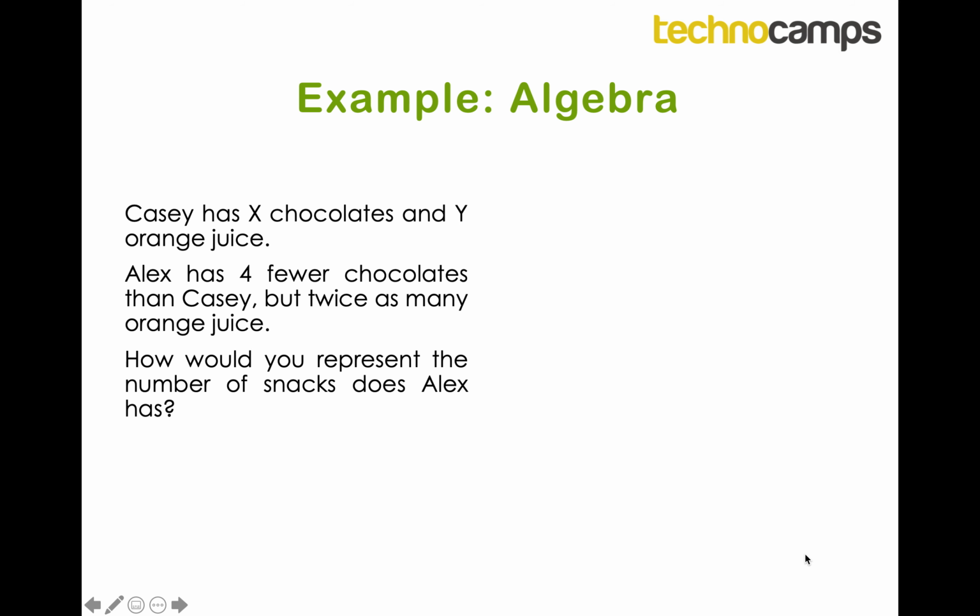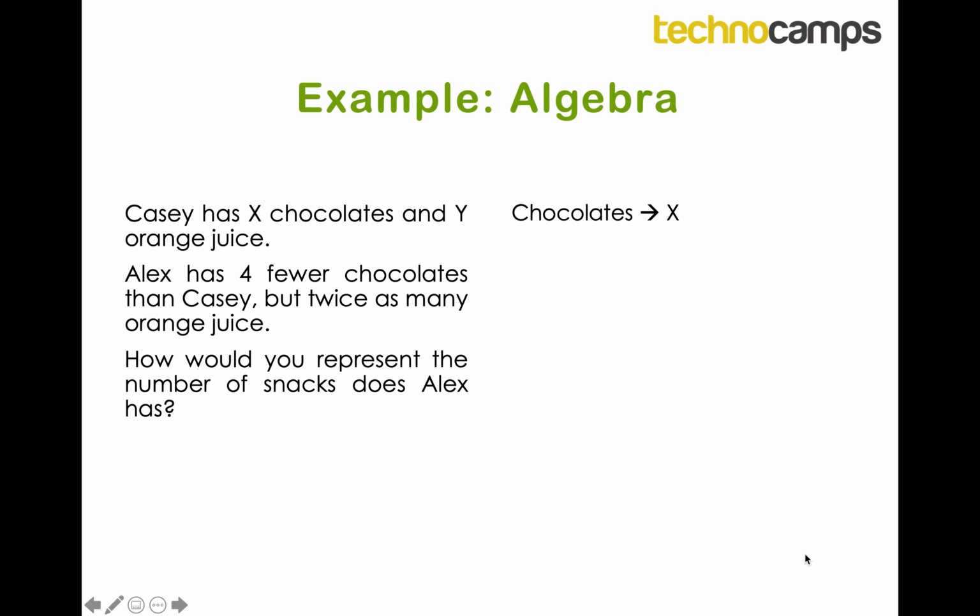Now, how would you represent the number of snacks that Alex has? Only if we know how much Casey has would we know how much Alex has. But what Casey has is an unknown. We don't know, I haven't counted it. So, how can I represent what they both have, or how what Casey has is going to impact what Alex has?